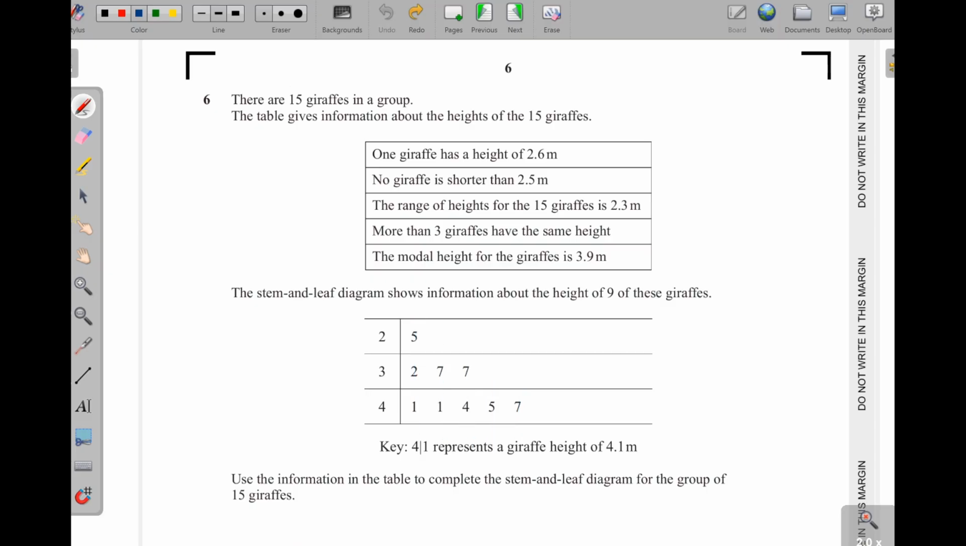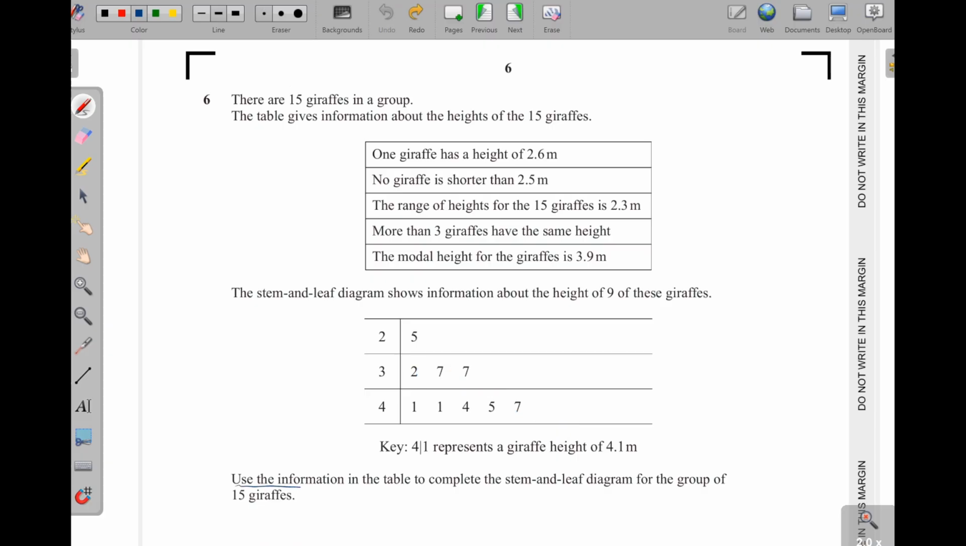Okay, it is the key that tells us that, for example, here 4-1 represents a giraffe height of 4.1, but the point does not appear in here. Okay, something can be in thousands, and we are not going to put these thousands here, but you state it here in the key. That's why the key is very, very important.